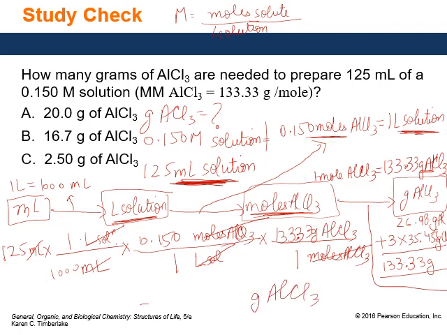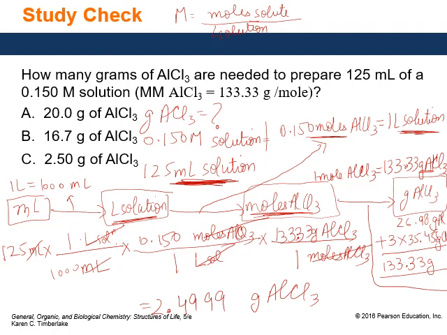Now if you simply plug all the numbers into calculator, that would be 125 times 0.150 times 133.33 divided by 1000. That is giving me 2.4999 grams of AlCl3. How many sig figs are we looking for?